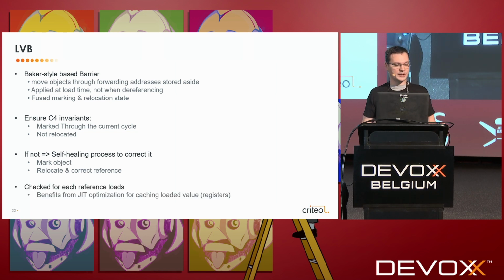So this reference is checked at load time. It helps the JIT to optimize it, because if you have, for example, in a method a lot of accesses to the fields of an object, you can hoist the access of this reference into a register and do the LVB, and then for each other access it will be okay. There is no penalty to access the other fields and execute the LVB for each access. So it's nice for the JIT to optimize this.